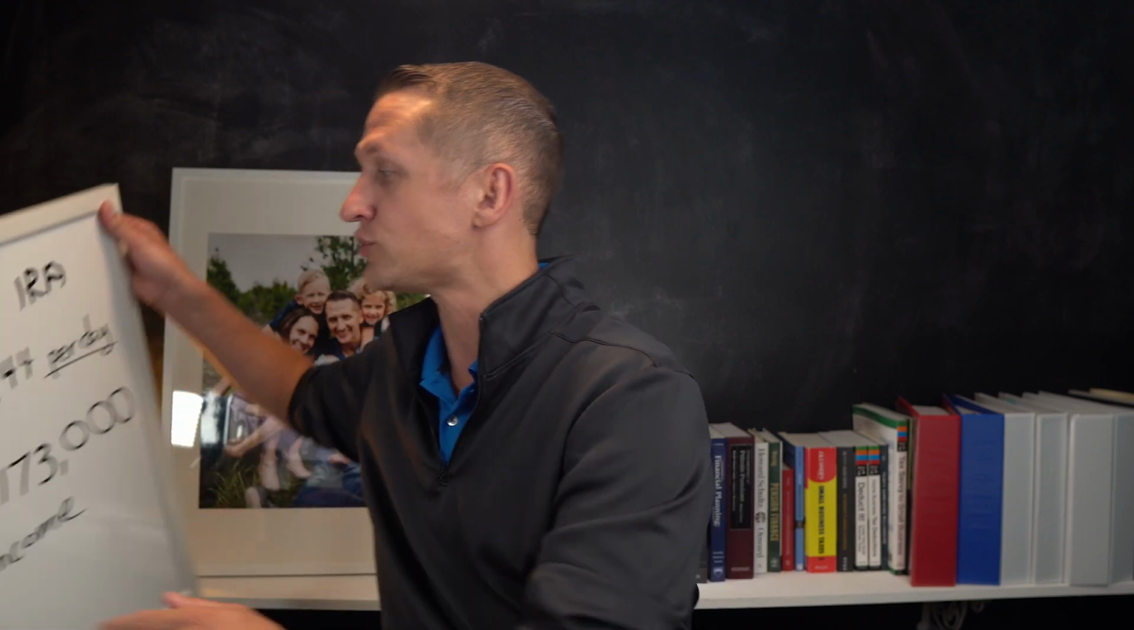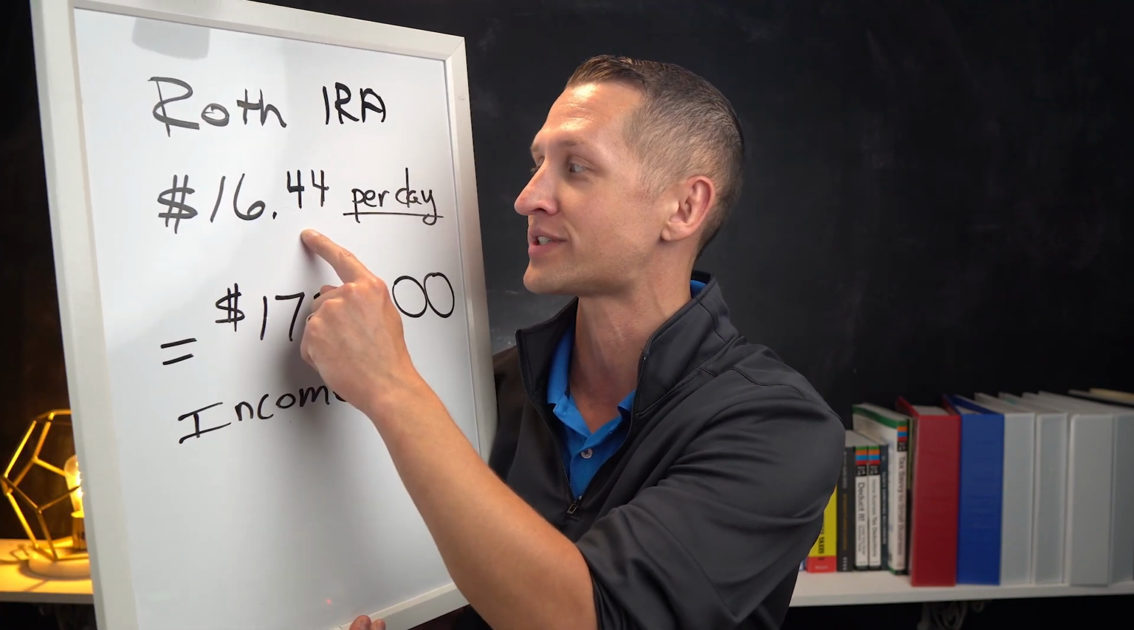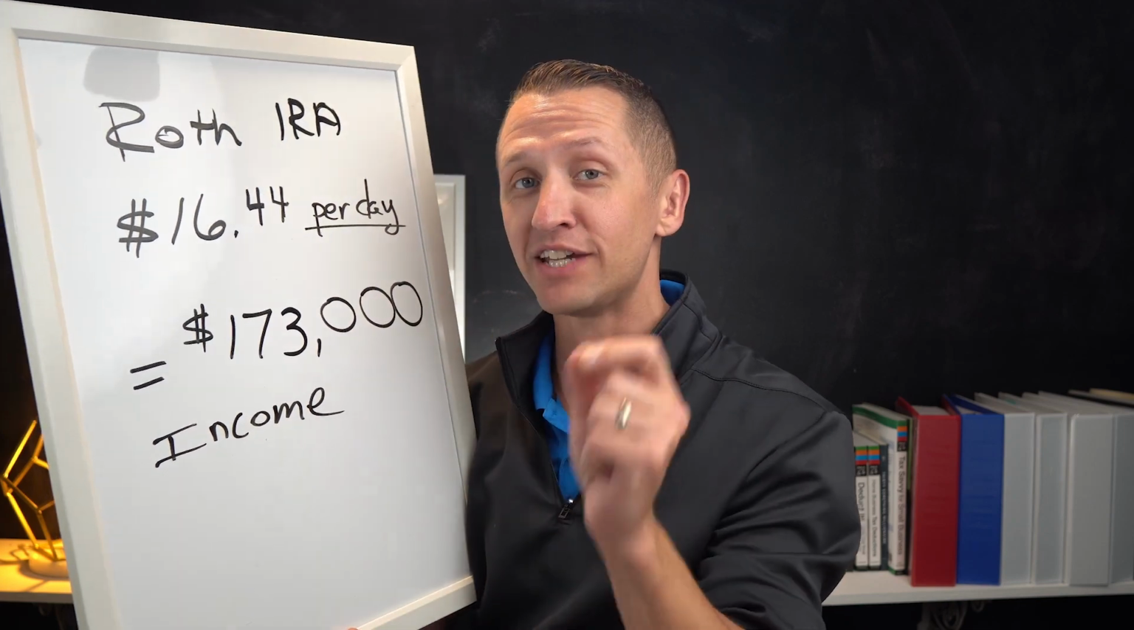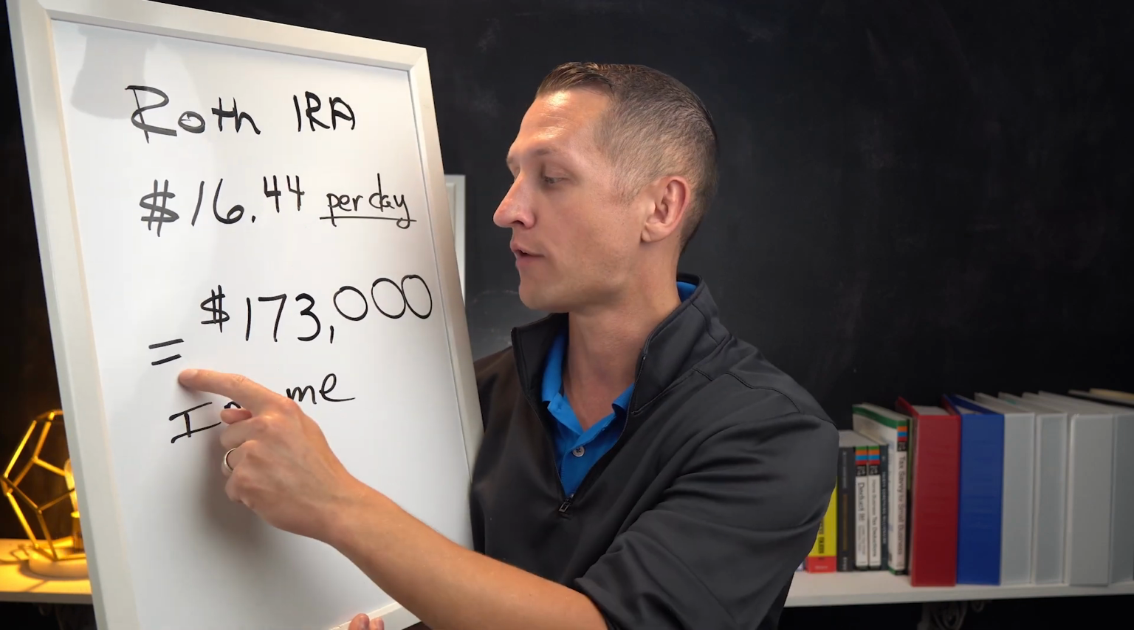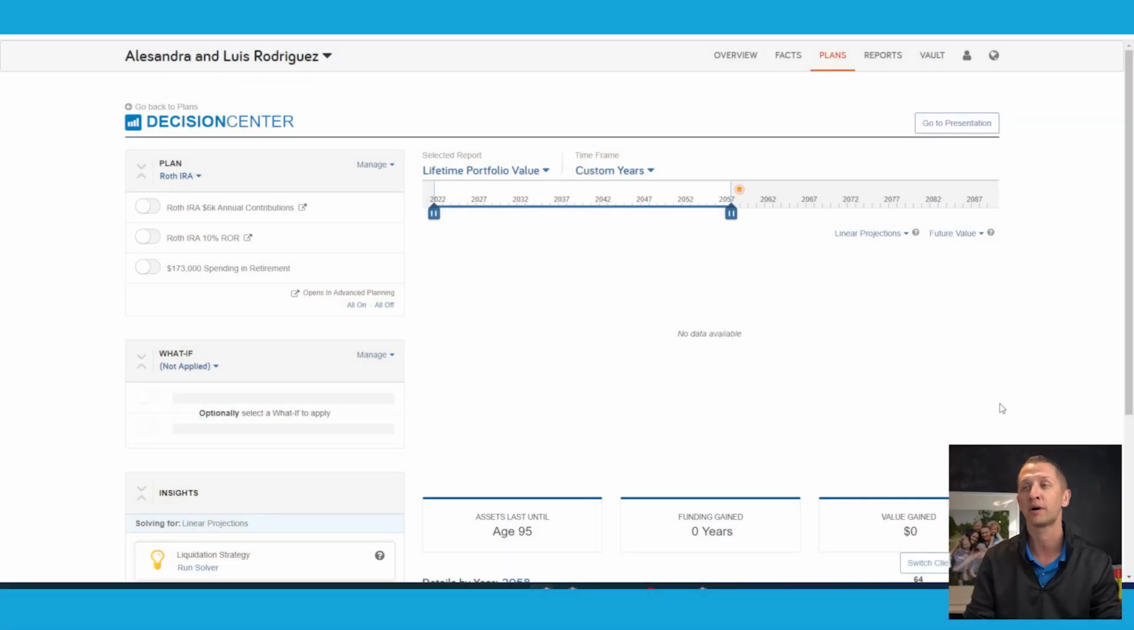So I'm going to show you using the Roth IRA of somebody that's saving $16.44 per day and give you an income in retirement of $173,000. And I'm also going to show you how you can retire early and something that you need to be aware of. So I'm going to go ahead and pull it up on the screen and we're going to go through this together.